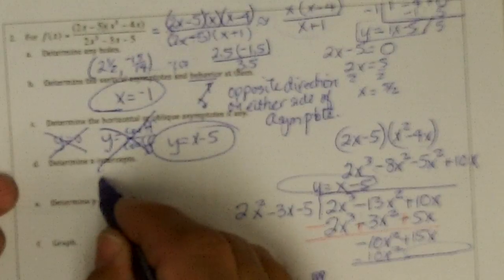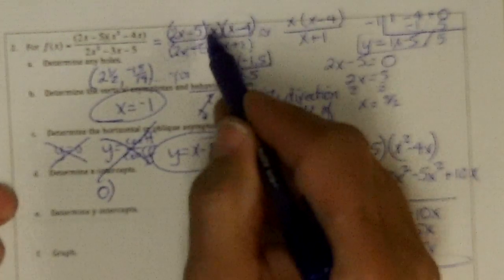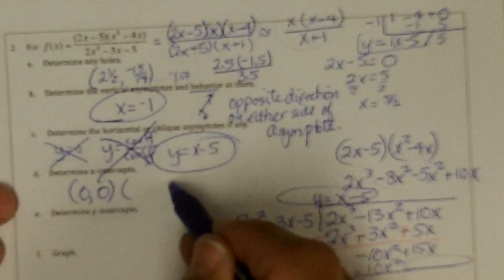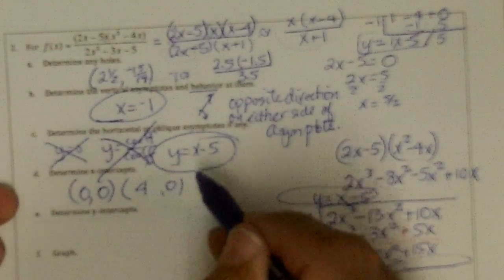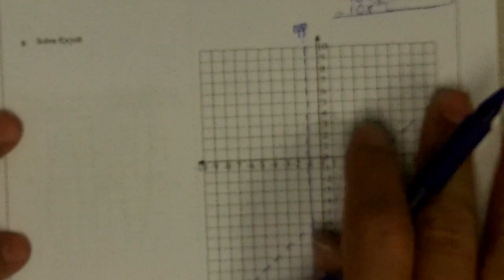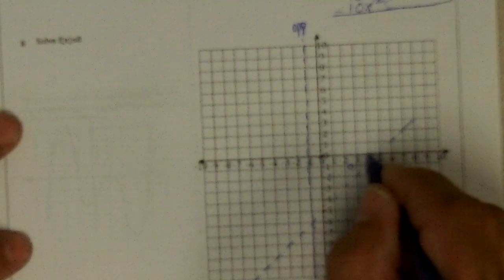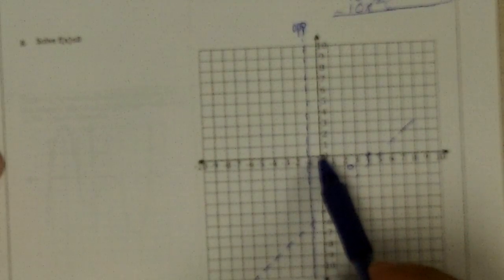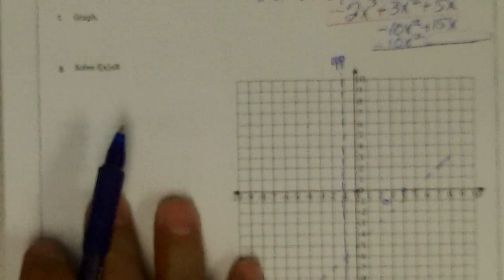So to get y to be 0, x could be 0. Or to get y to be 0, x could be 4. So now I have my x intercepts that I'll put on the graph. (0, 0) and (4, 0), which (0, 0) happens to be an intercept for both x and y. It's the only one that does that.